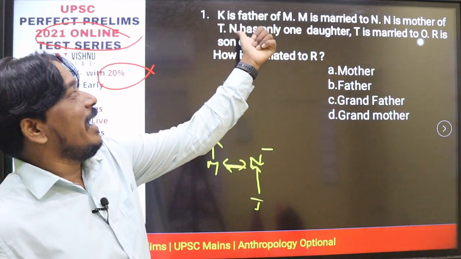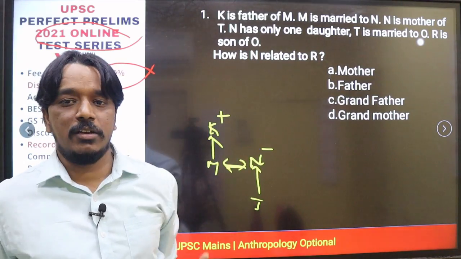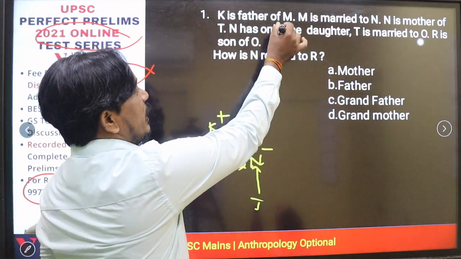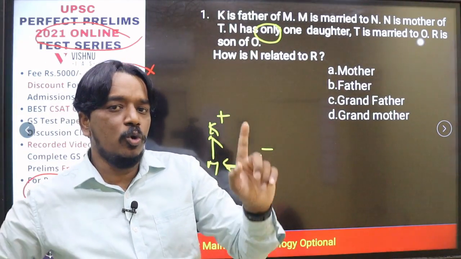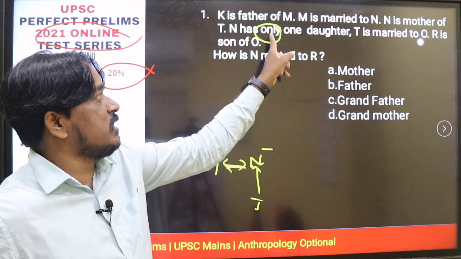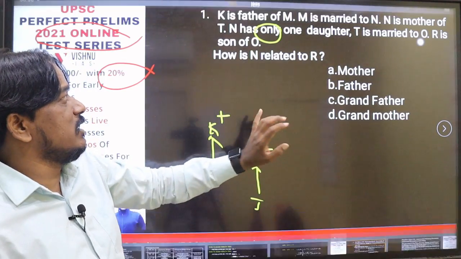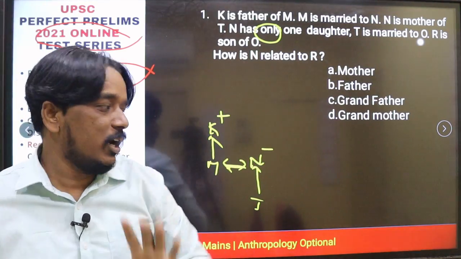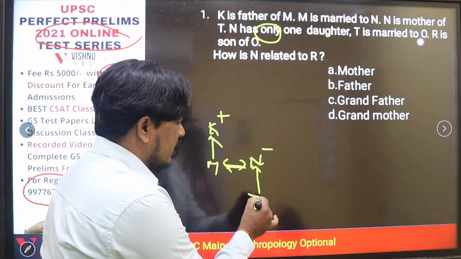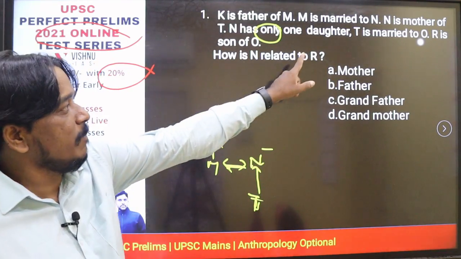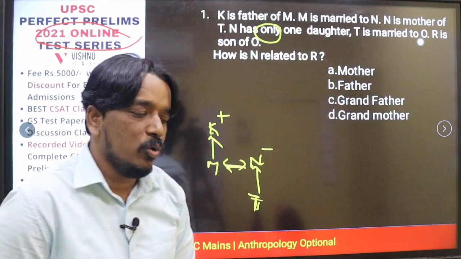Clear? So N has only one daughter. What is a particular condition here? Only conditions are very, very important. If you observe CSAT paper 2 regularly, from blood relations, most of the cases they are using these types of conditions. So what is this? N has only one daughter, but that may be T, that may be another person, but we cannot decide anything.